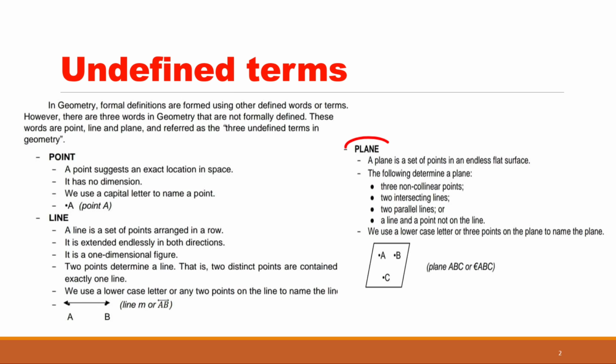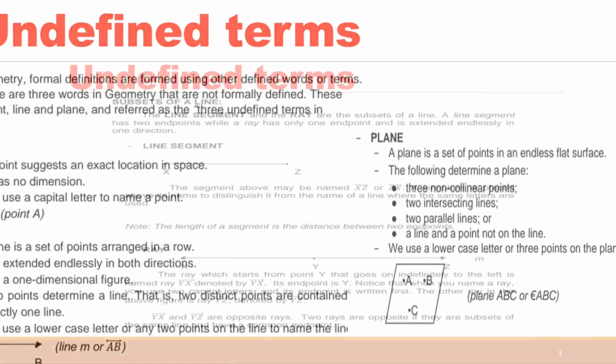So let's have plane. A plane is a set of points in an endless flat surface. The following determine a plane: three non-collinear points, two intersecting lines, two parallel lines. Later on, you will know the definition of these terms. Also, a line and a point not on the line. We use a lowercase letter or three points on the plane to name the plane. For example, plane ABC. If it's a small letter, you can use one lowercase letter, but if capital letters, use the three points.